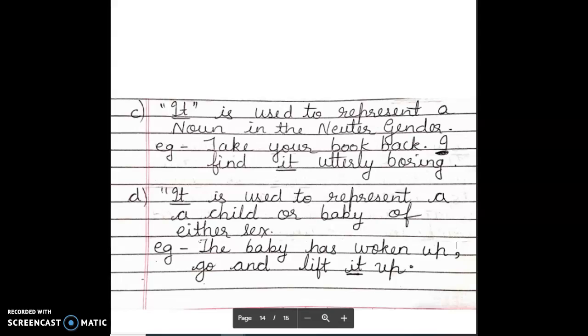It is used to represent a noun in the neuter gender, right? Whenever we talk about a neuter gender noun, and it is represented by it, then that it is an impersonal pronoun. For example, take your book back. I find it utterly boring. Now book is a neuter gender. It's neither masculine nor feminine. So it is used for book and therefore it is an impersonal pronoun. So when it is used for neuter gender, it is an impersonal pronoun.